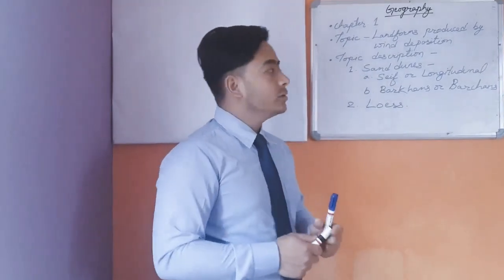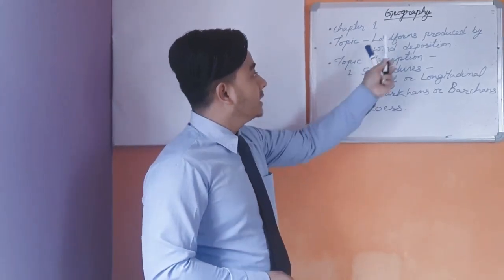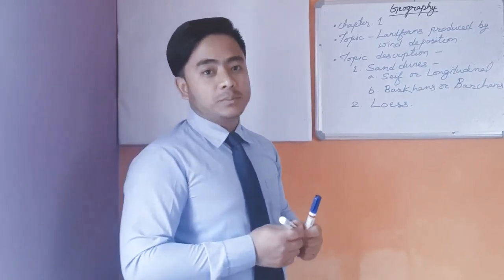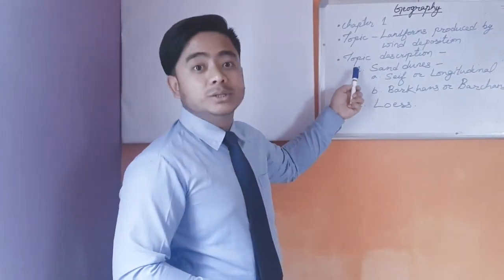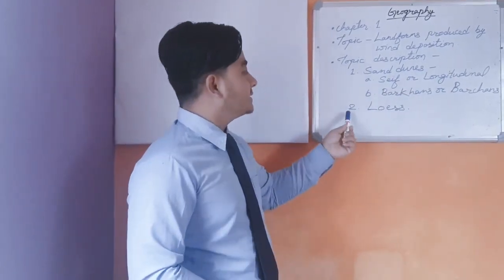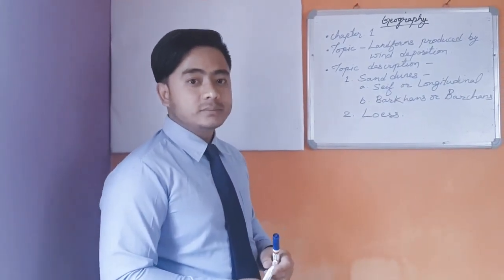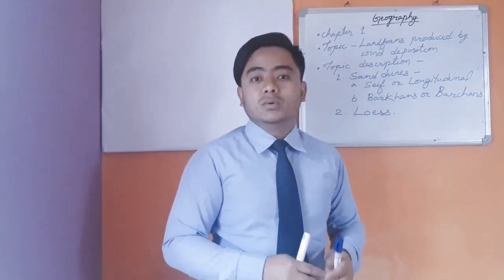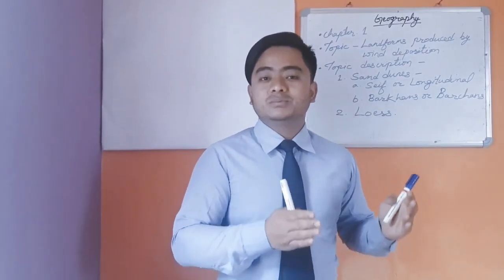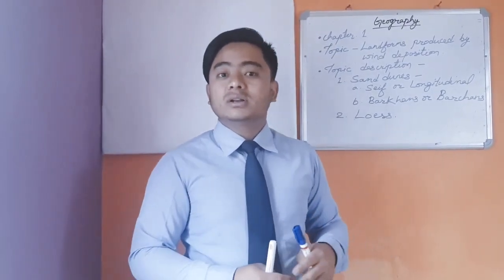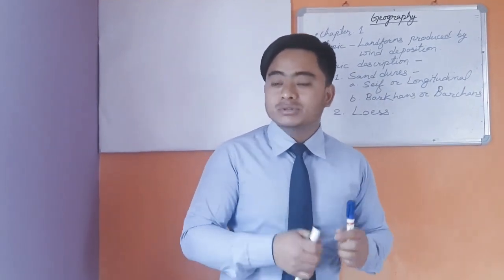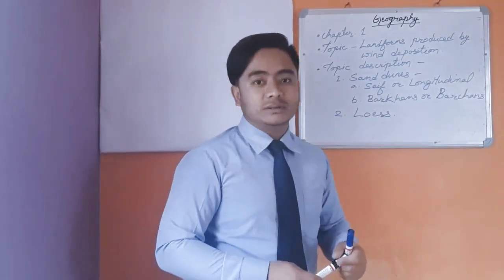So, in this lesson, we will discuss the topic landforms produced by wind deposition. Within this topic, we will mainly discuss 2 points, that is, first one sand dunes and second one Loess. Like in the previous lessons, we have studied about wind deposition. Wind deposition is the process of depositing or settling down the materials brought by the wind. That process is called wind deposition.